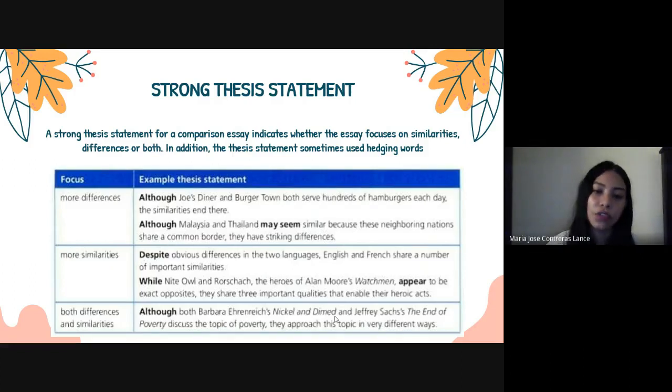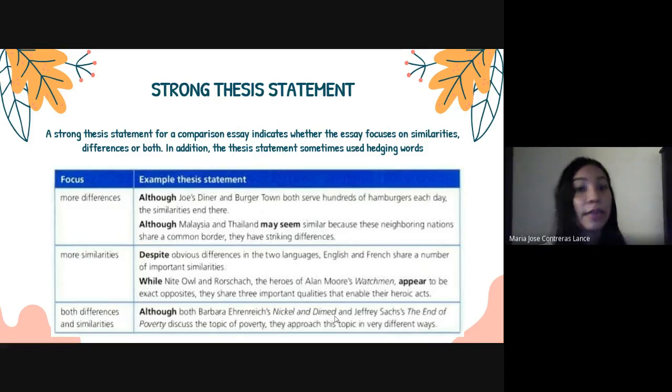And also a common structure that we can find in a comparison essay employs a subordinating connector, such as although, despite, or while, as we are seeing here. We have some examples with these common structures. For example, if we want to focus on differences, we use although. For example, although Joe's Diner and Burger Town both serve hundreds of hamburgers each day, the similarities end there. You can see we are focusing on differences.